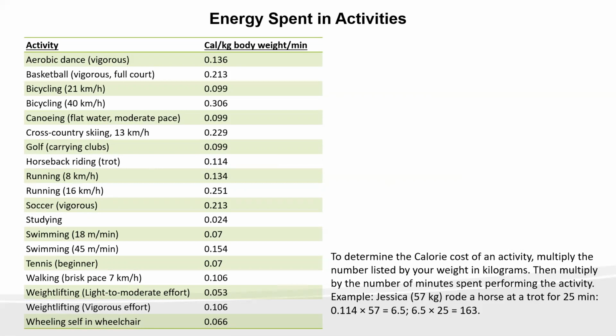But you can see golf is on there, so if you carry your clubs versus riding the cart, running and studying, swimming at different speeds and those kinds of things. I point out swimming because I used to swim a lot of laps, and you can certainly go at a very leisurely pace, and you can see the difference between going at a leisurely pace and putting in a bit of effort. So 18 meters a minute and 45 meters a minute. I thought that was kind of interesting.